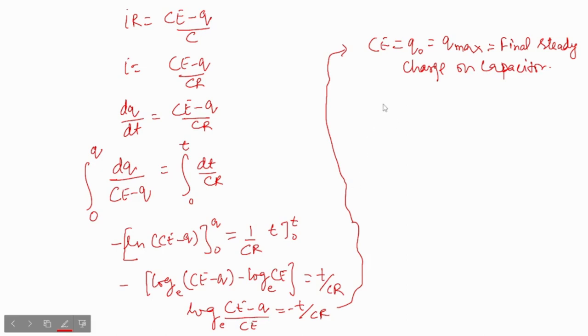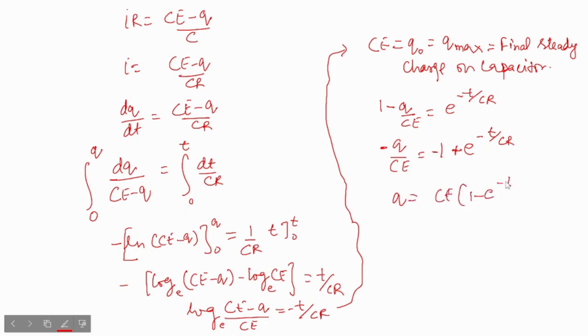Rearranging this equation, what you will get is 1 minus q upon CE is equal to e power minus t upon CR. So q upon CE is equal to 1 minus e to the power minus t upon CR. So q can be written as CE times 1 minus e to the power minus t upon CR, or you can say q is equal to q naught times 1 minus e to the power minus t upon CR. This will be the charge at any instant on the capacitor. And this CR, this quantity tau, is known as the time constant of the CR circuit.